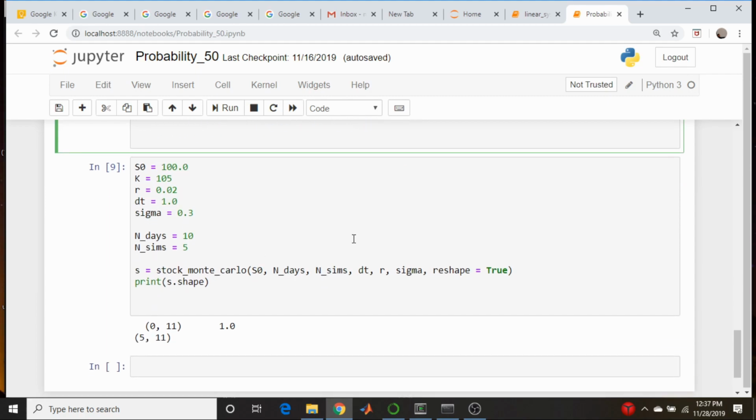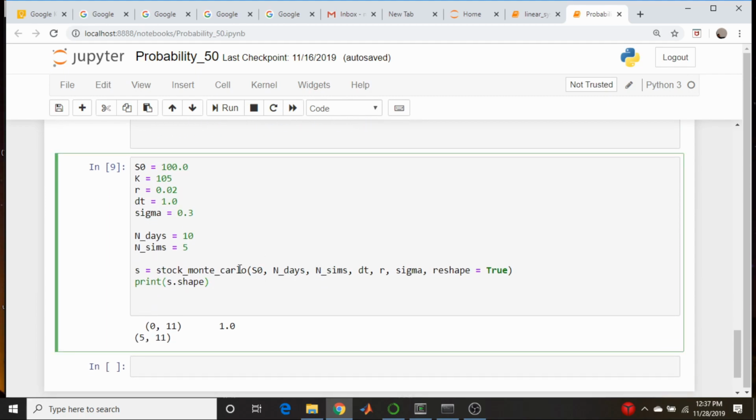So let's go down to a new cell here. Do we need this print command? I don't think we do. Let's get rid of it.